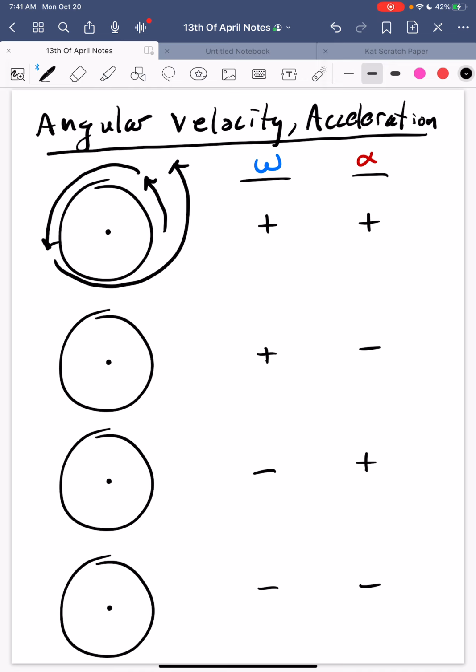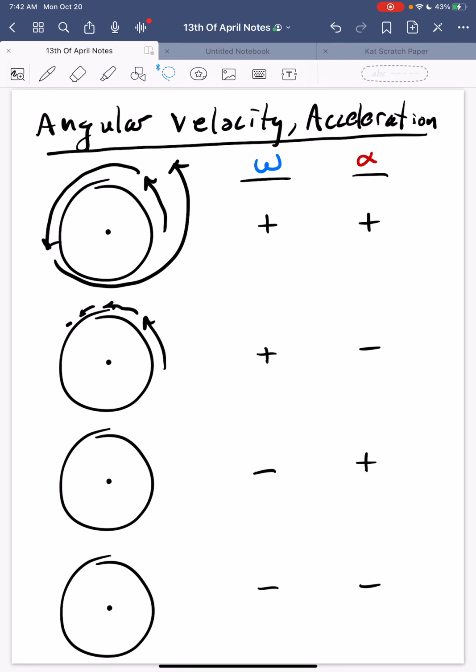Let's take a look at the next case. Here it's positive omega, but it's got negative alpha. So here's what's going to happen. It's going to start out going in a positive direction, but alpha is going to be acting on it in the opposite direction, and so it's going to slow down a little bit. In the next little time step, it might be like that, and the next time step, it might be like that. Then it might stop, and then it might start to go in the opposite direction. So that's how it's going to look if we have positive angular velocity omega and negative acceleration.